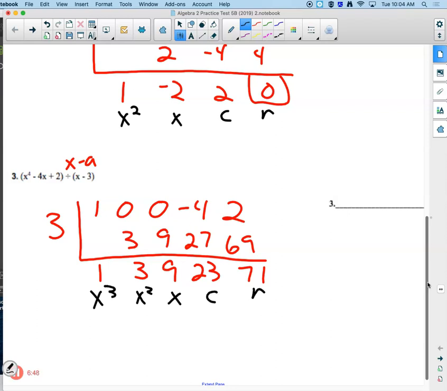Same set of directions as before. Divide, which means we have to write down our polynomial that we have here. So we've got x cubed plus 3x squared plus 9x plus 23. I don't know that I'm going to have room for my remainder on here. Plus 71 over x minus 3.